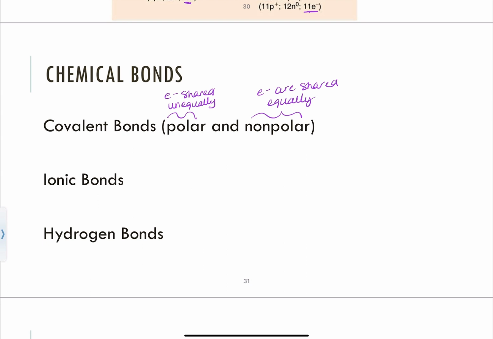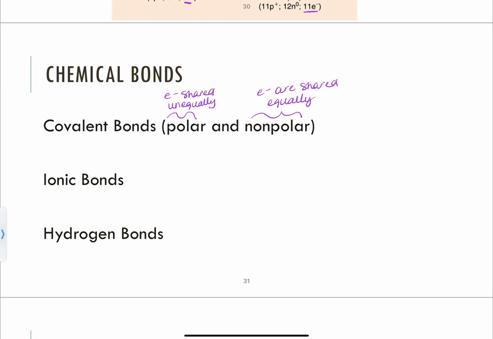And again, this is the strongest type of bond that we have. Ionic bonds is another type. We're not sharing electrons at all. Instead, we have attraction between two oppositely charged ions. So one of the atoms is going to completely donate or accept an electron in order to form these ionic bonds. So covalent, again, we're talking about sharing. Ionic, we're talking about the complete transfer of electrons between two different atoms.